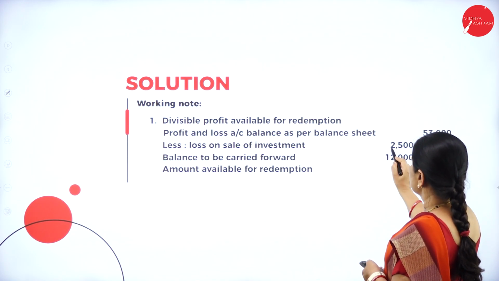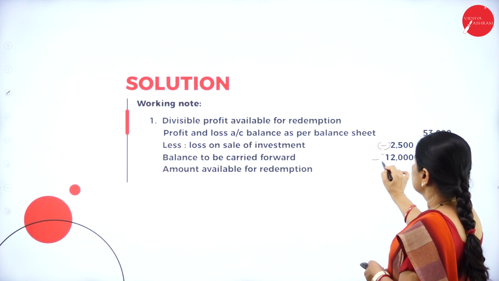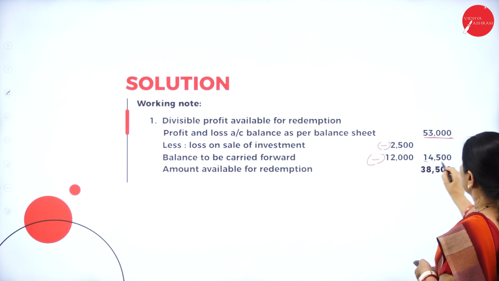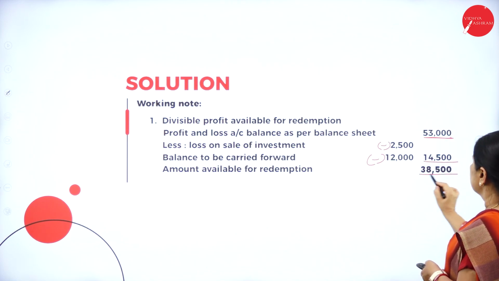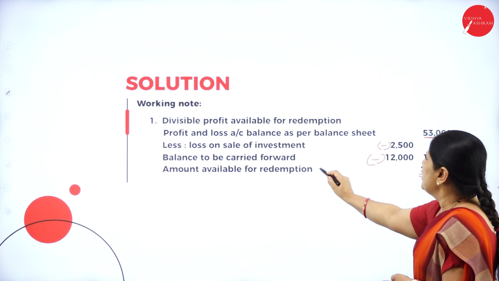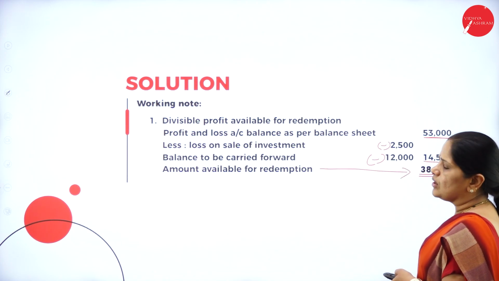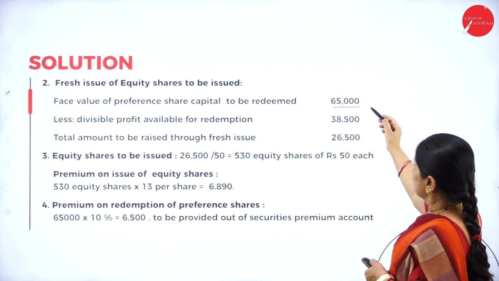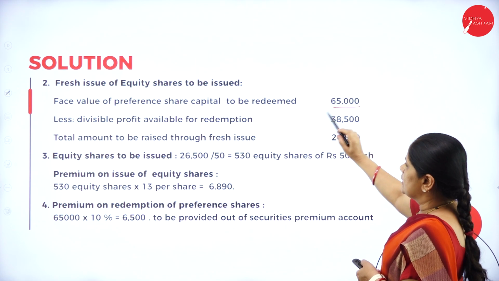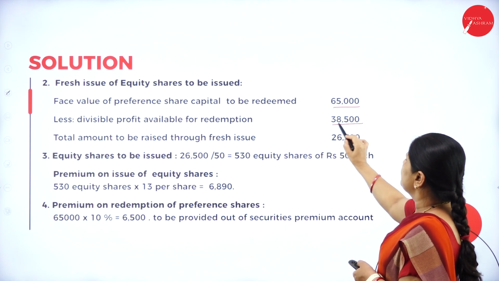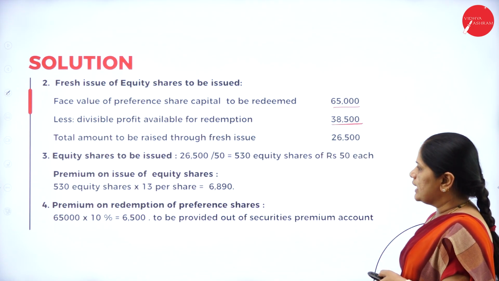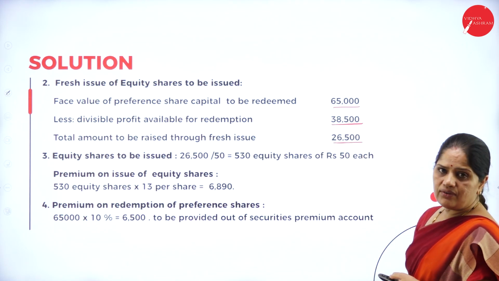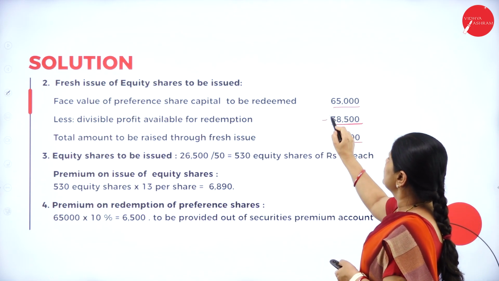So what is the loss on sale? This we have to minus. This also we have to minus from this. So totally we will minus 14,500. So this 38,500 is the amount available for redemption out of the profit and loss account. Then next, we have 65,000 less divisible profit available for redemption 38,500. Total amount to be raised through fresh issue is 26,500.